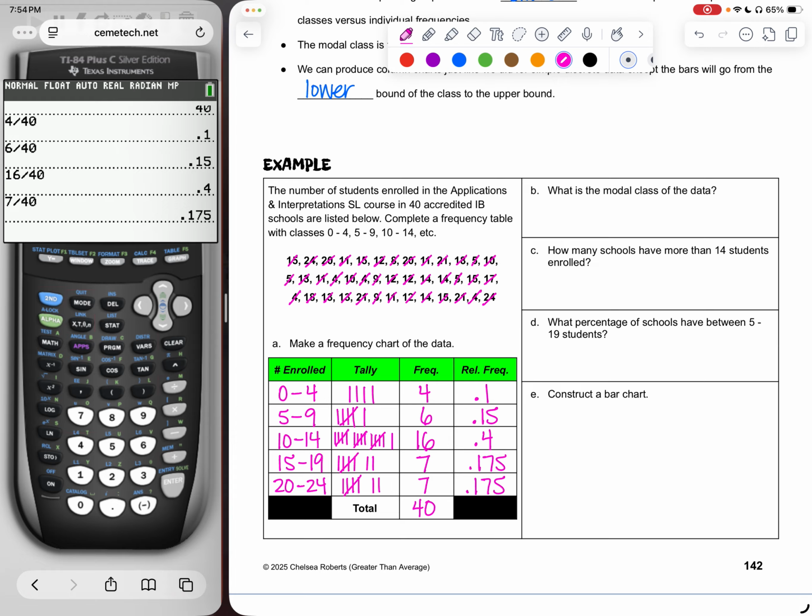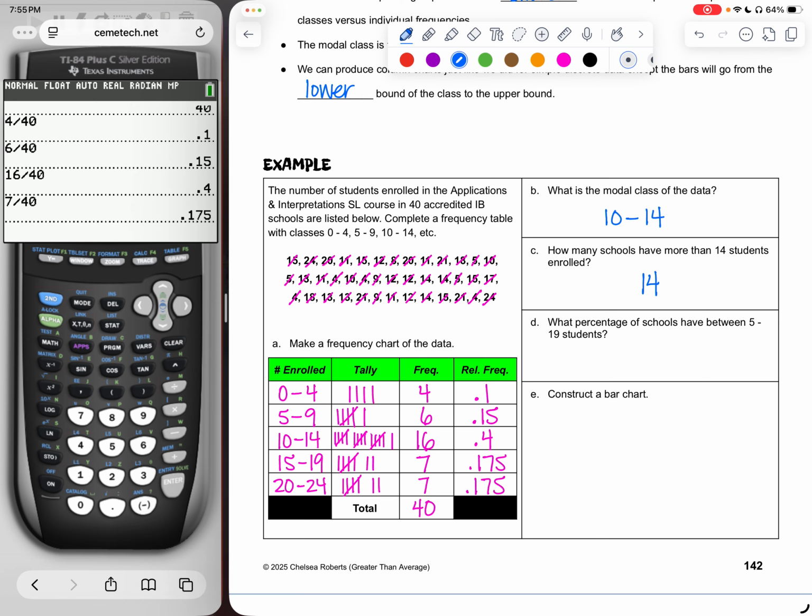It says, what is the modal class of the data? Which class or which interval has the most frequency or the highest frequency? That's 10 to 14. It says, how many schools have more than 14 students enrolled? As you can see here, we have 7 and 7. So that means we have 14 schools that have more than 14 students enrolled.